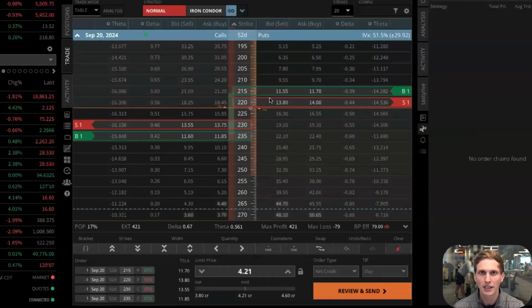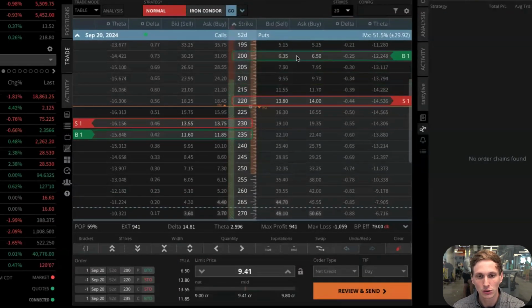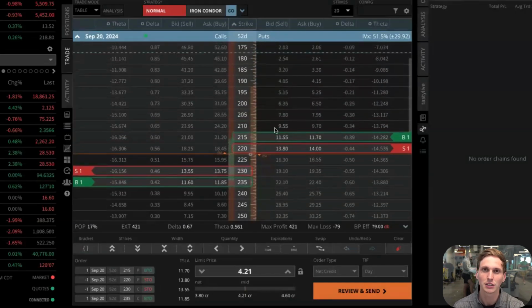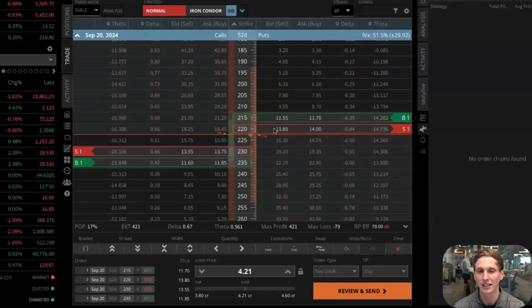So once you have your legs set up here, or in the iron condor, you're buying a call spread or selling a call spread, selling a put spread, whatever combination you're looking to do if you're doing a reverse. But here, once we have that set up, we can drag and move around our legs to a different strike price and use this expected move to help us set it up.